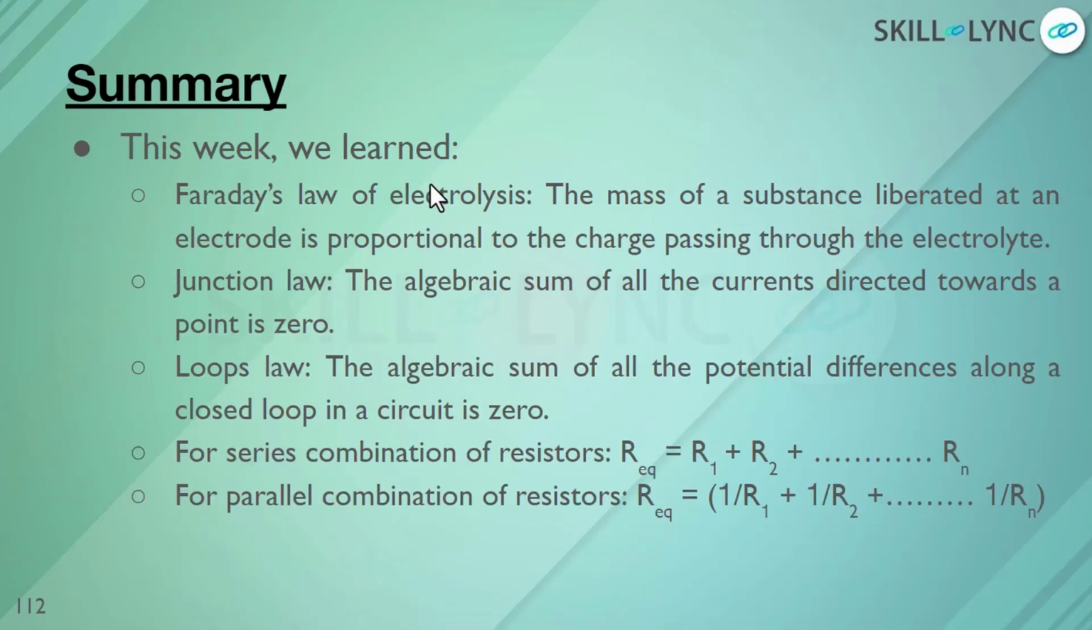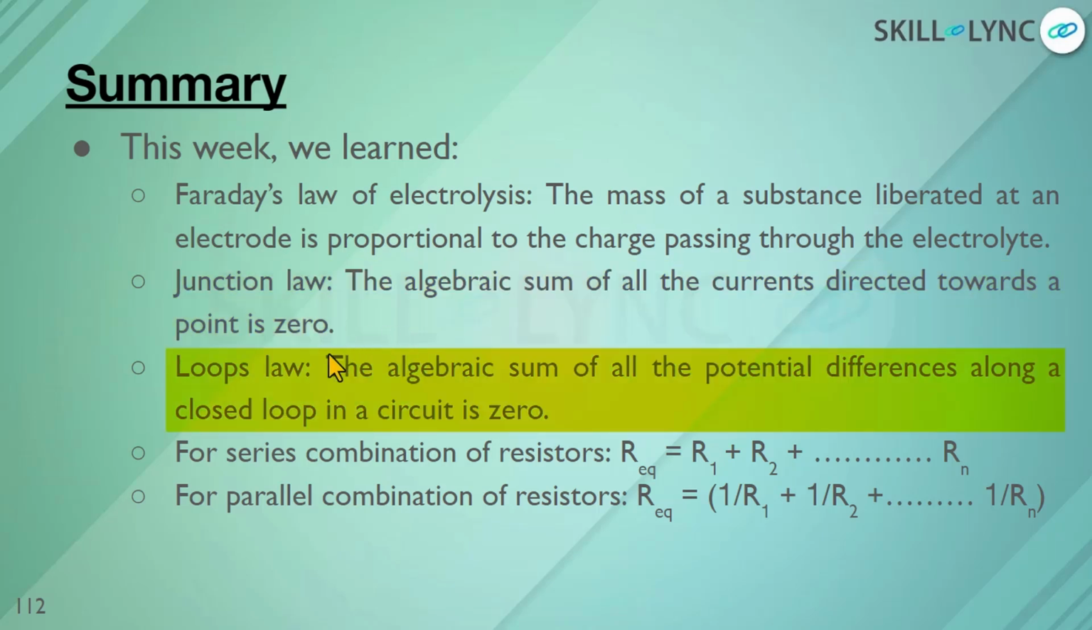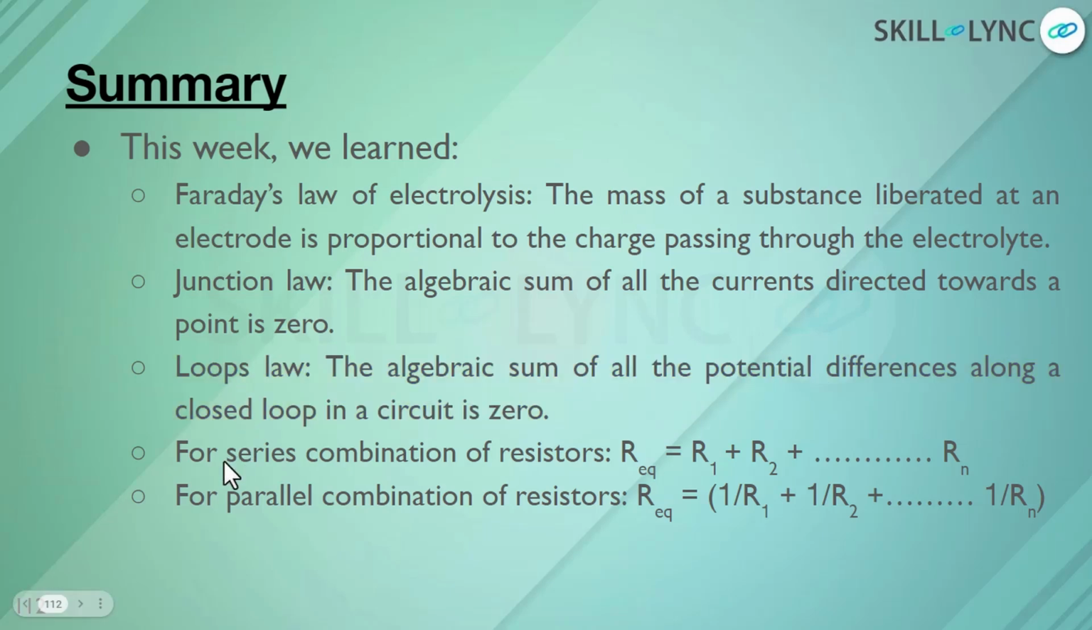The next thing we have learned was Kirchhoff's law, which was divided into two, the Junction law and the Loop law. The Junction law states that the algebraic sum of all the currents directed towards a point is zero, whereas the Loop law states that the algebraic sum of all the potential differences along a closed loop in a circuit is zero.